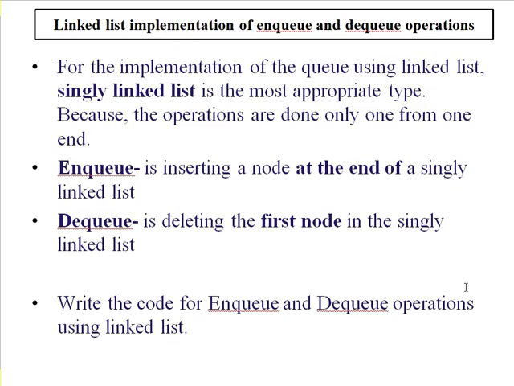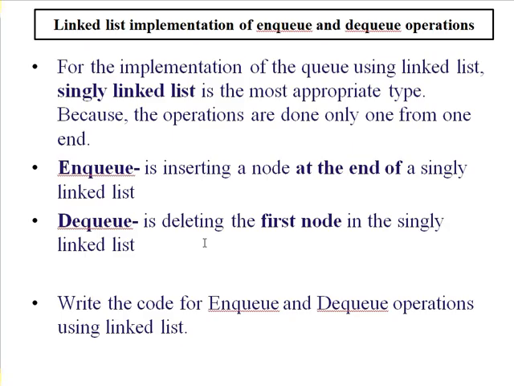For the implementation of queue using the linked list, you can again use, just similar to the stack, a single linked list. The enqueue operation can be considered as the operation of inserting a node at the end of the single linked list, and dequeue is considered as deleting a node from the first position of the linked list.